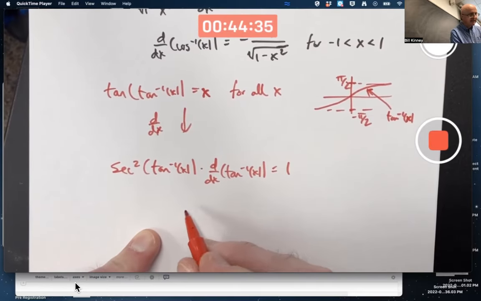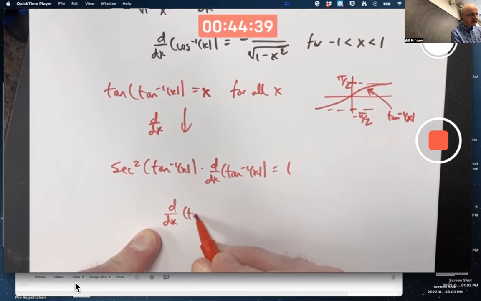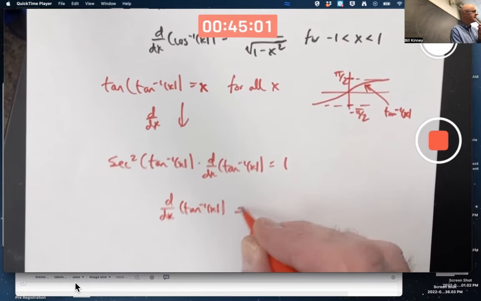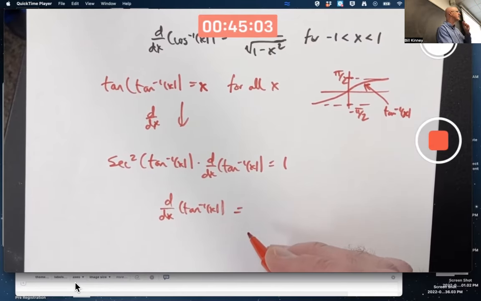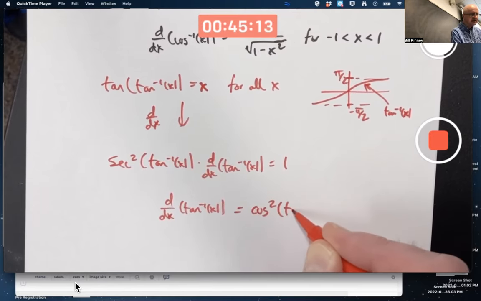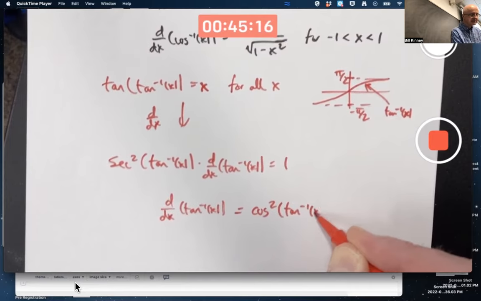Now divide both sides by secant squared. When you divide both sides of an equation by secant squared, it's the same as multiplying both sides by cosine squared, because secant is 1 over cosine. It's the reciprocal of cosine. So dividing by secant is the same as multiplying by cosine. Dividing by secant squared is the same as multiplying by cosine squared. You can write the answer as cos squared of inverse tangent of x.